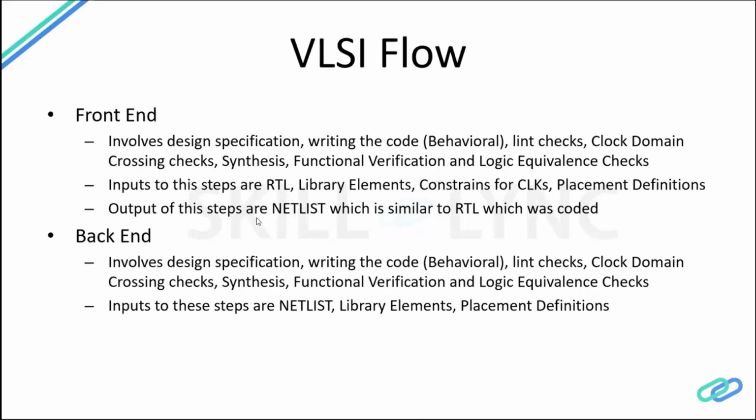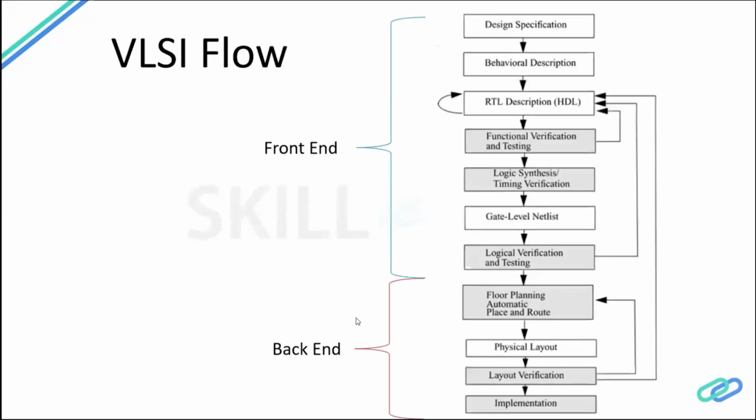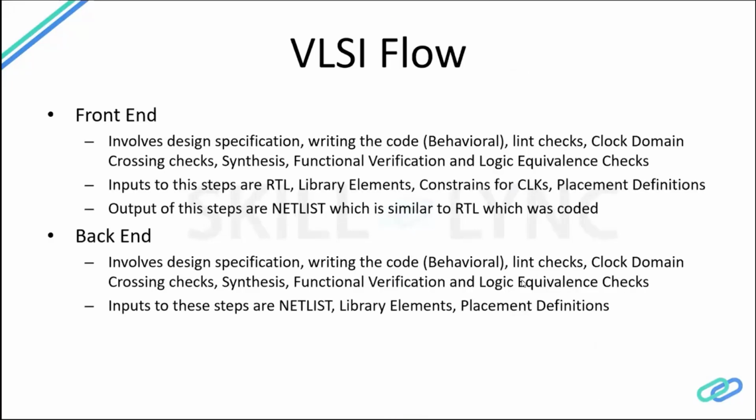So the output of these steps is a netlist, and it should be similar to whatever RTL we have written. The backend step involves floor planning, physical layout, layout verification, and implementation. Input to these steps is the netlist which is generated and the constraints, and output is the GDS2 file.